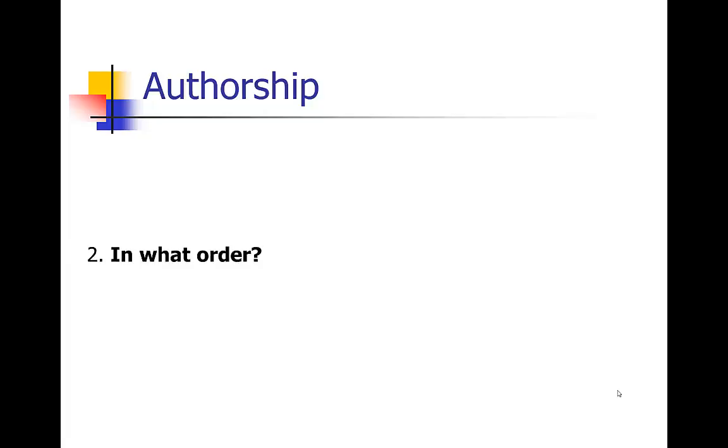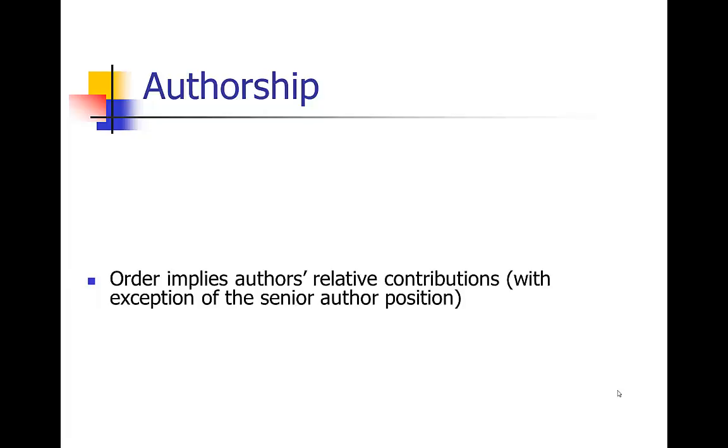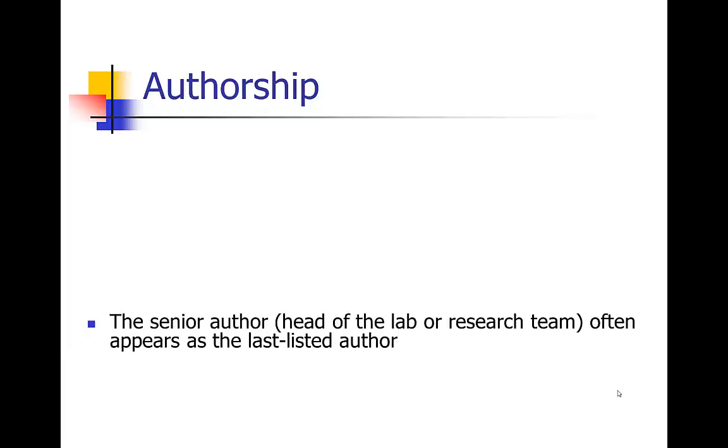And then, of course, there's the issue of what order the authors will appear in. In general, the order implies the authors' relative contributions. The first author is usually the person who actually wrote up the draft of the paper, might have been the person who collected all the data, often a graduate student or a junior person. There's one exception to this position thing, which is that the very last author is often a senior author. That's a position of stature. So the senior author, the head of the lab or research team, often will be the last listed author. So that's good to know.